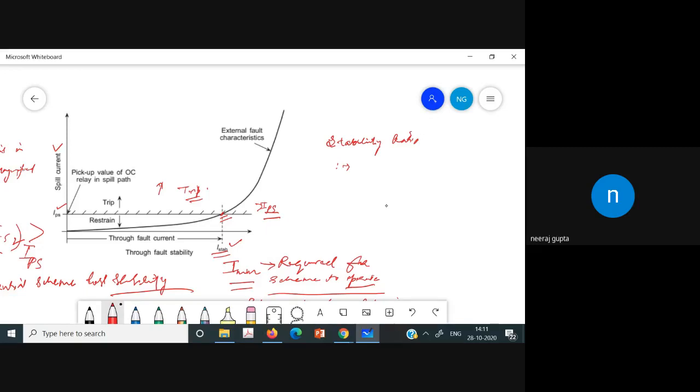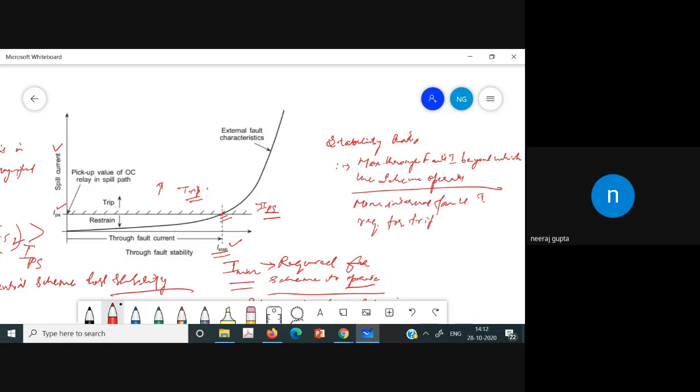It is the ratio between the maximum through fault current beyond which the scheme operates, divided by the minimum internal fault current required for tripping. And this is known as the stability ratio.